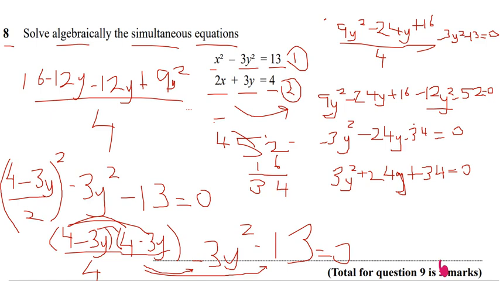I'm now going to try and solve it. This one can't actually be factorised, so I'll try to solve it using the quadratic formula if I can. So I'll do it on my calculator here. Solving quadratics, we've got 3y squared plus 24y plus 34.